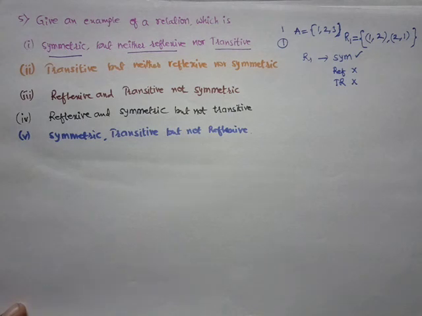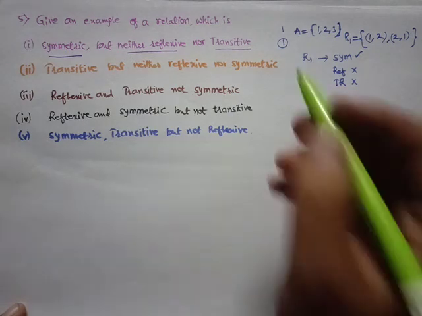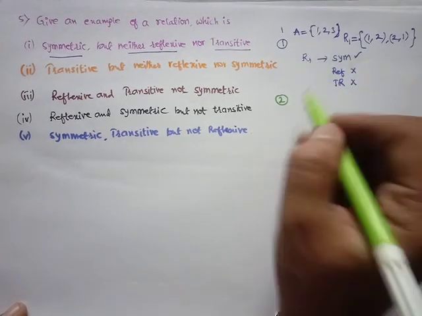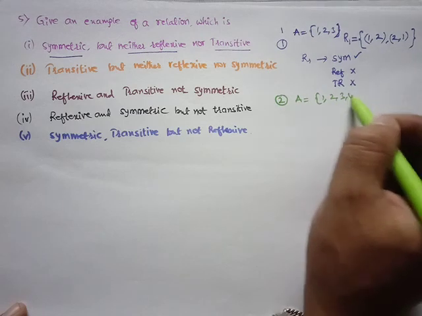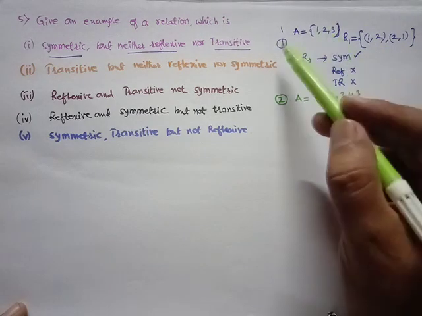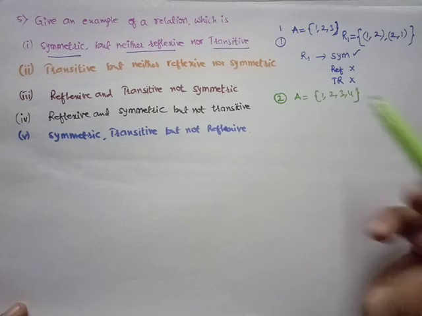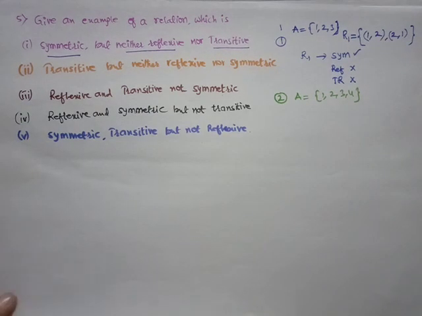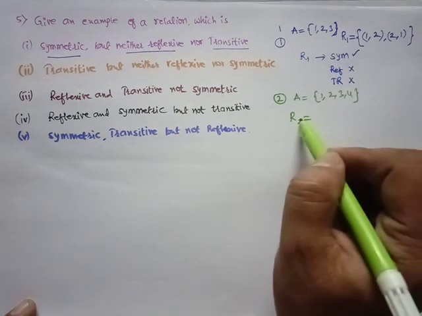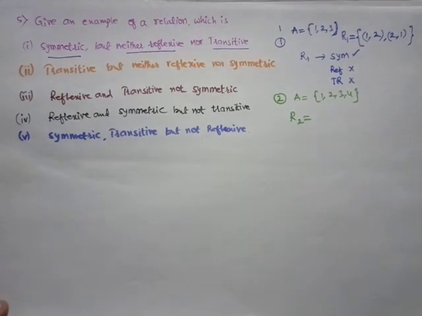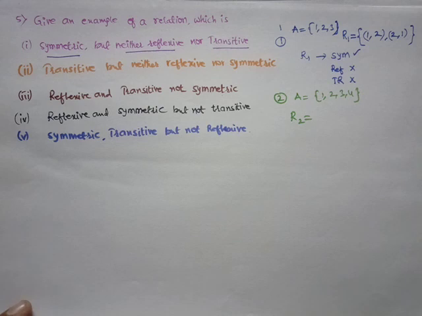For the second question we are taking A as {1, 2, 3, 4}. The set {1, 2, 3} was for the first question only; this A is {1, 2, 3, 4} for the second question. Now we'll define the second relation R2. It should be transitive but neither reflexive nor symmetric.